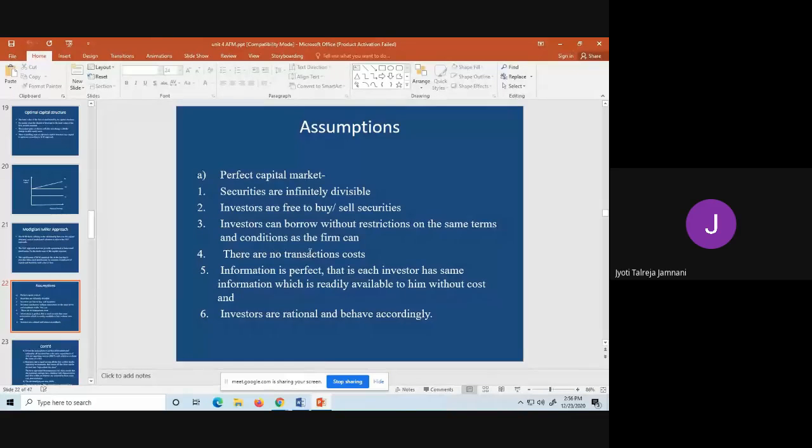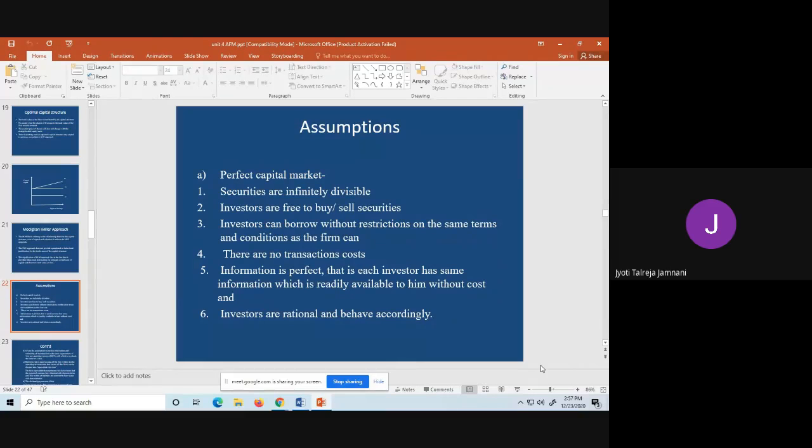Okay, the next is there are no transaction costs. This is another assumption. You go and open a demat account and try to trade. You will have to pay brokerage fees. You cannot trade for free. So there are transaction costs and brokerage fees that exist. So this assumption is also not true. That means we are not in a perfect capital market. Okay. The next is information is perfect. That is, each investor has the same information which is readily available to him without cost. And last, investors are rational and behave accordingly.